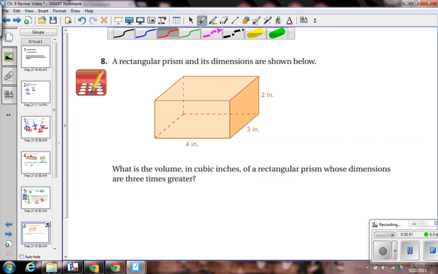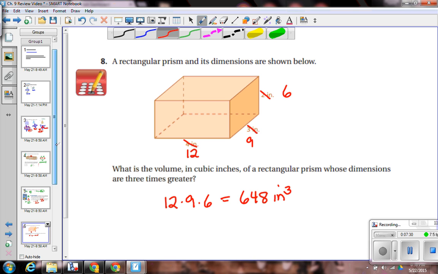Okay, let's move on, and let's find the volume of a rectangular prism whose dimensions are 3 times greater. So what that means is now our length is 4 times 3, so that would be 12 inches. Our width is now 3 times 3, so that's 9 inches, and our height is 2 times 3, which is 6 inches. So let's just multiply 12 times 9 times 6 to get the volume, which would be 648 inches cubed.